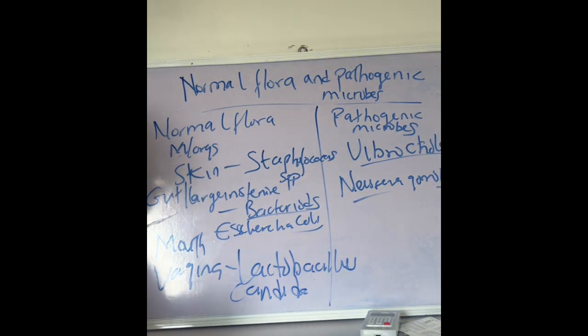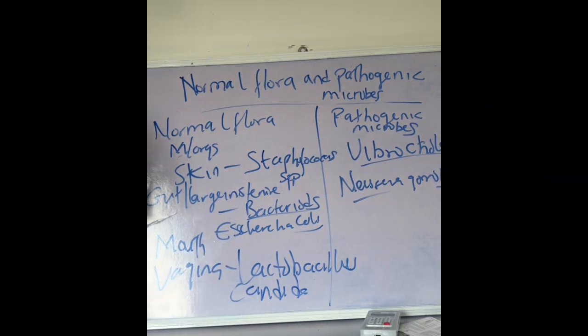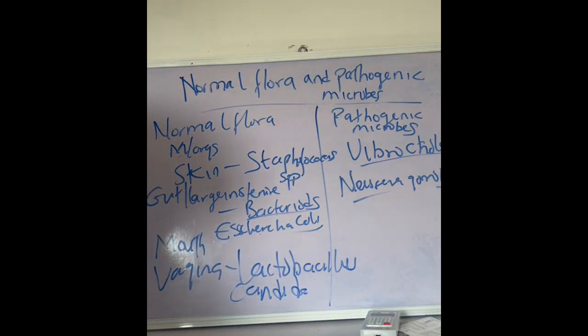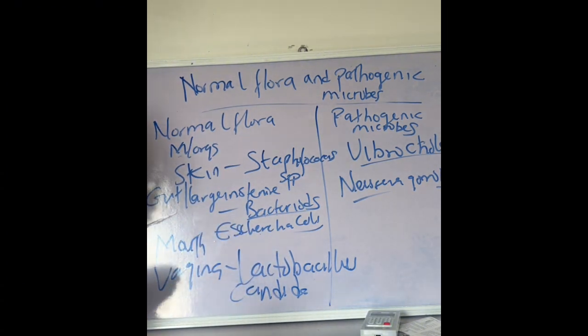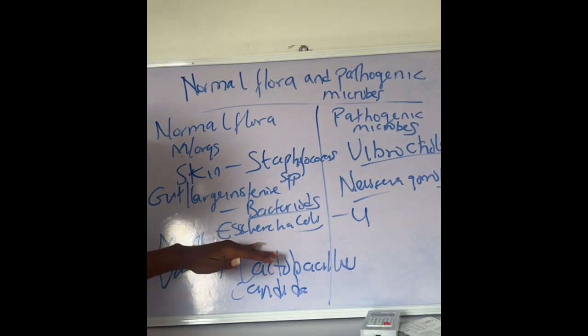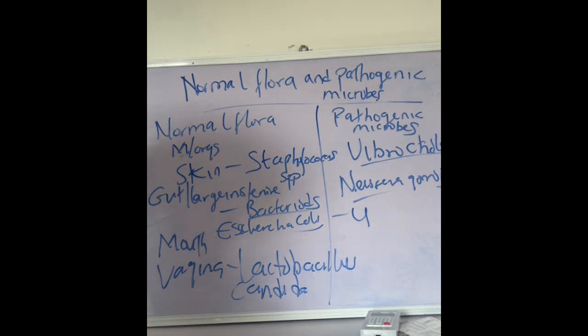Now, just because we said an organism is a normal flora doesn't mean it cannot cause disease. In fact, that is why we cannot necessarily divide microorganisms into good or bad, because the relationship of microorganisms with the host depends on different factors. Number one is the location. This E. coli that we find in the gut, if it finds its way to extra-intestinal sites, like your urinary tract, it can lead to urinary tract infection. So it goes from being a normal flora to being a pathogenic microbe. We call them opportunistic microbes.